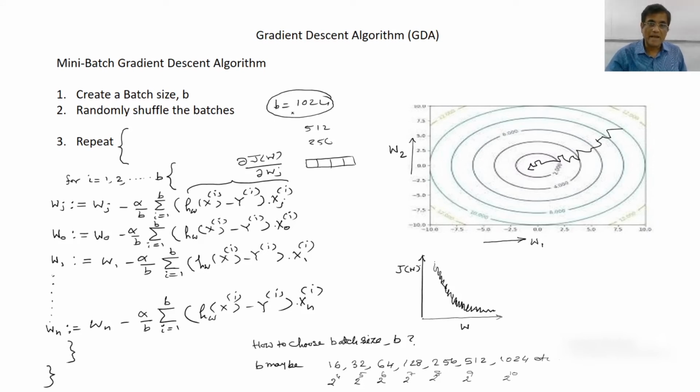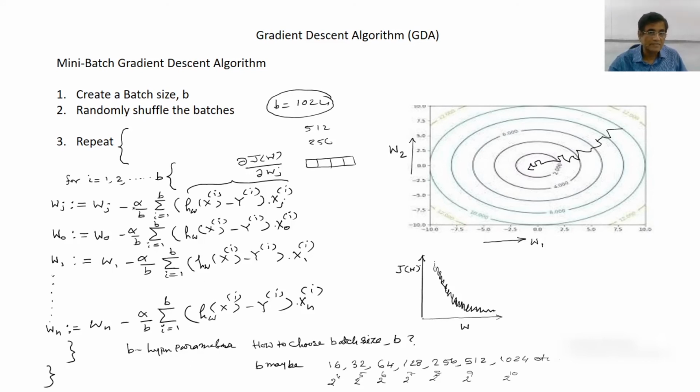So once you select the batch, then you run this algorithm. This is just like the vanilla gradient descent algorithm. The only difference is that B is again a hyperparameter, and you will have to judiciously select the batch size based on your application.